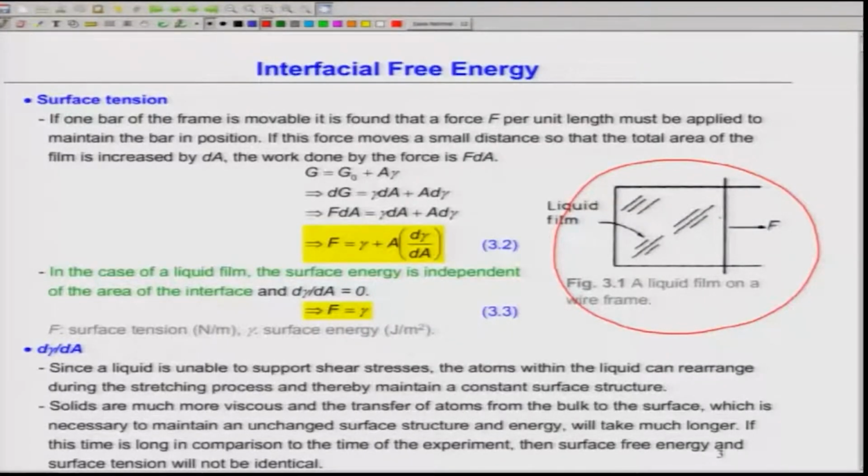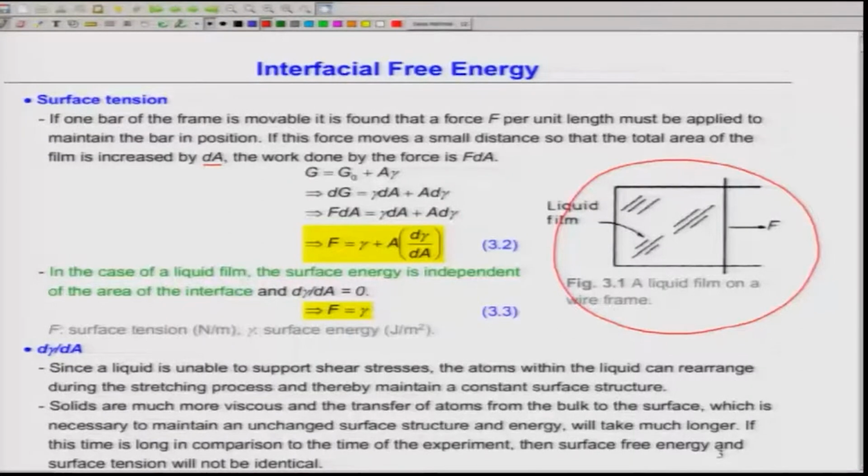The force will drive the thin film a small distance, and because of that the surface area will increase by a small amount, called dA, that is what I defined. So, because of this force, what is the work done? Work done is nothing but force multiplied by how much the surface area increases, that is F into dA.